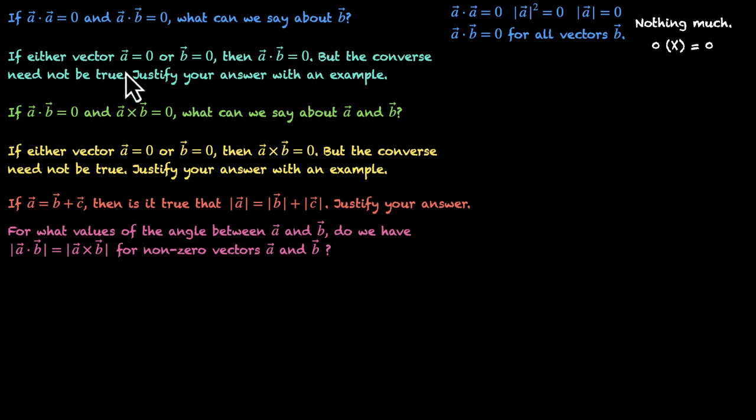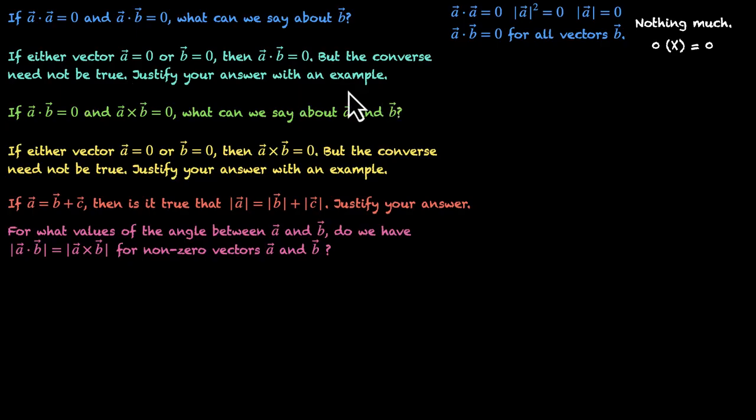If either vector a equals 0 or b equals 0, then a dot b equals 0. That makes sense. If either vector a equals 0 or b equals 0, then their dot product is 0. If you have 0 vectors, then their magnitude is 0. And if you take the dot product, you'll get 0. But the converse need not be true. Justify your answer with an example.